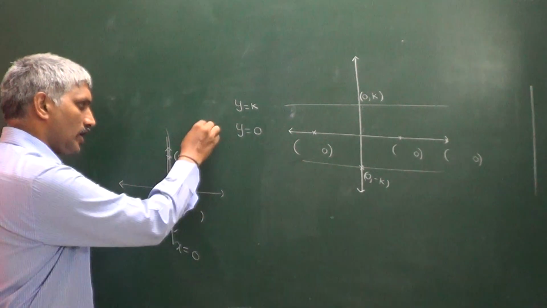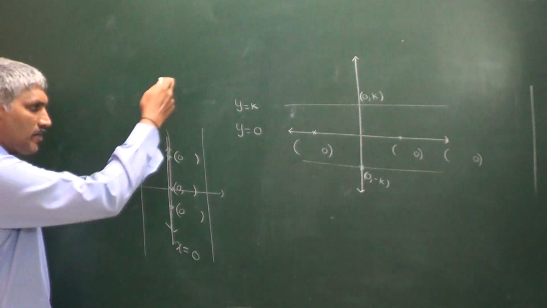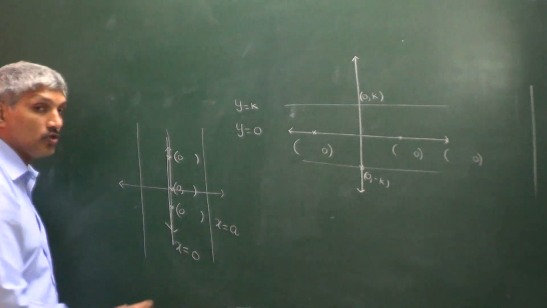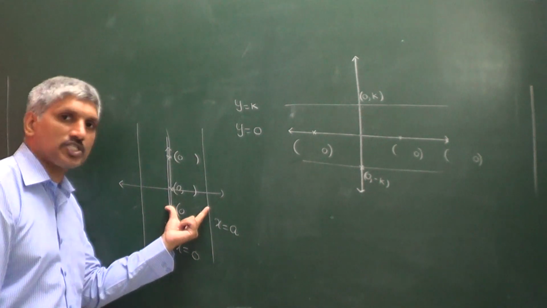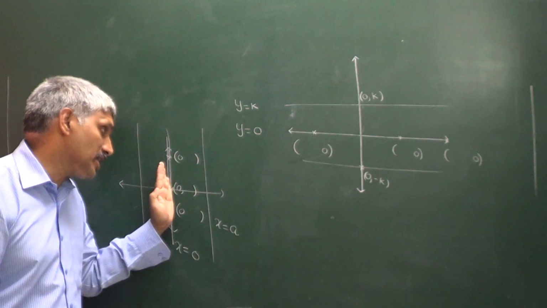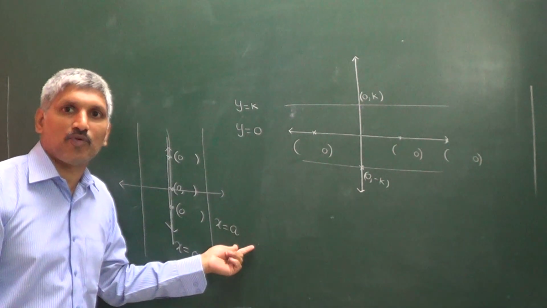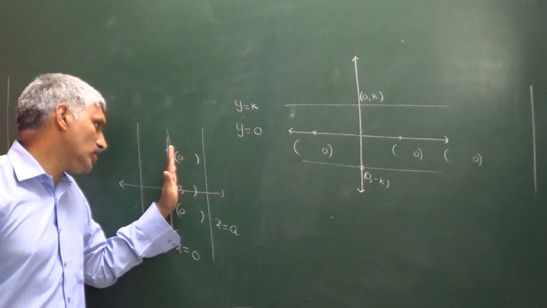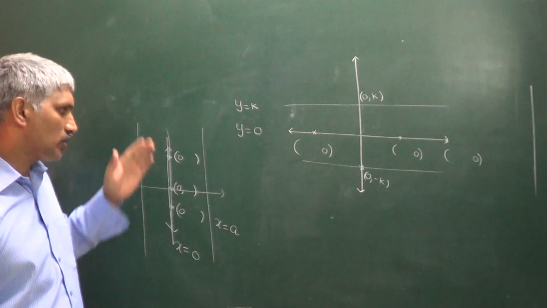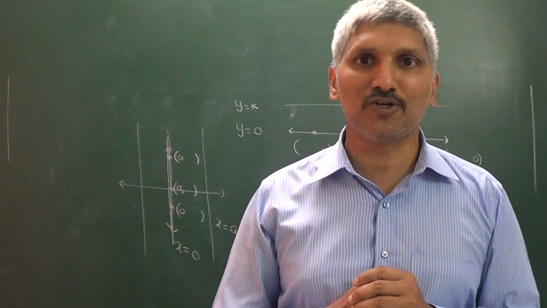At the same time, any line parallel to the y-axis is of the form x equals a. That means this distance is equal to a units. So if the line is to the right side of the y-axis, then a is positive. If the line is to the left side of the y-axis, then a is negative. Okay, so that is about the equation of the y-axis, x equals 0.